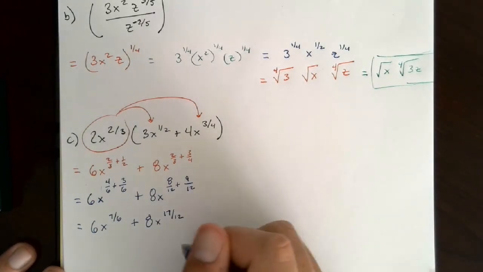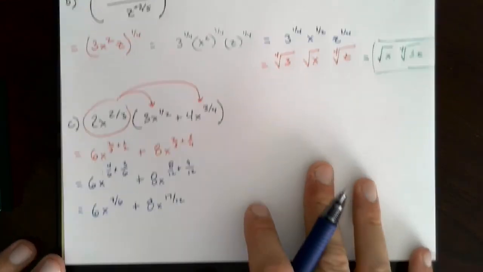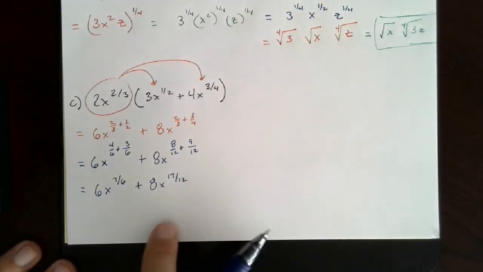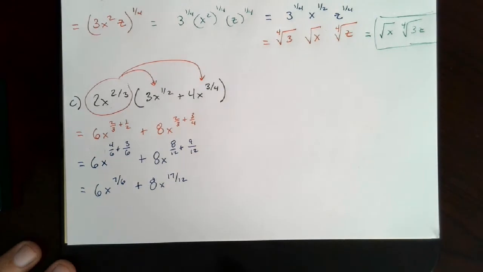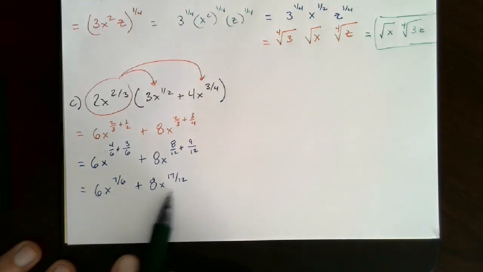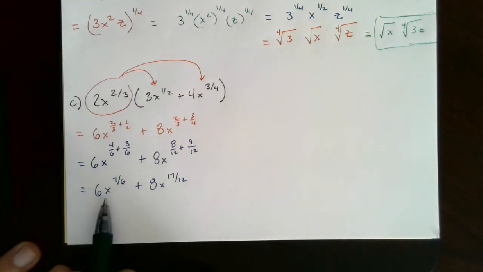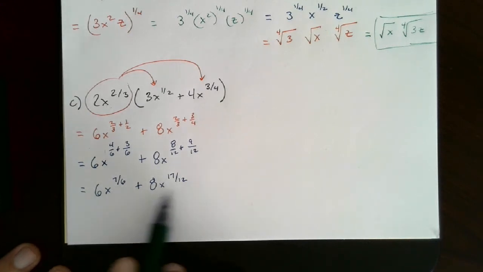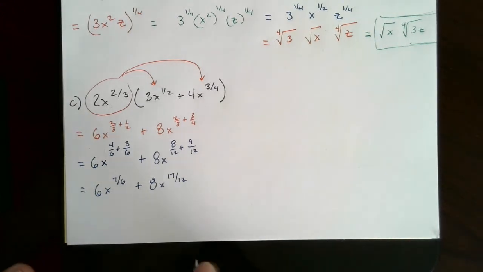You could leave it like this. I'd be okay with that. If you wanted to write these as roots, you can write them that way as well. What you can't do is you can't combine these, right? Because these aren't like terms. These x's are to different powers. Remember, like terms would have to have the same base with the exact same exponent. So you can't combine these.